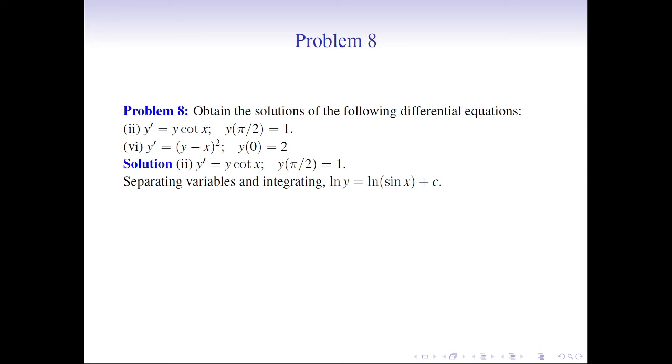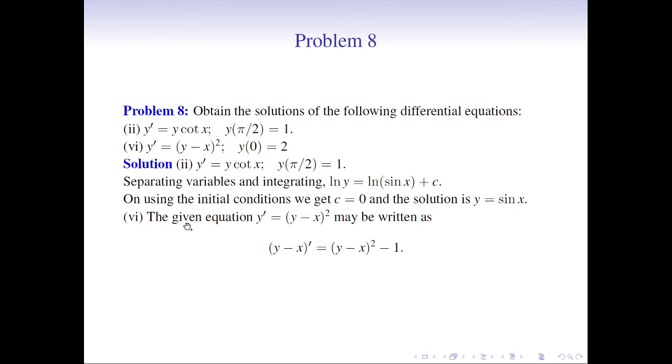Here we have to just separate the variables. So by the variable separable method and integrating this, we directly get ln y equal to ln sin x plus c, where c is the constant of integration. So we need to remove this by substituting the initial conditions that are given. We get c to be equal to 0, and once c is equal to 0, then taking exponentials on both the sides, we get y is equal to sin x. Okay, the next problem.